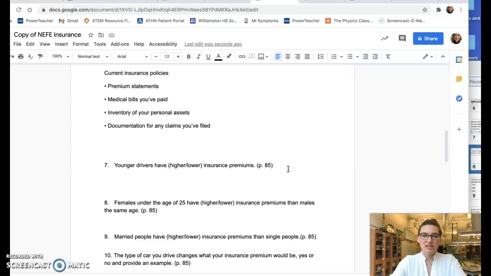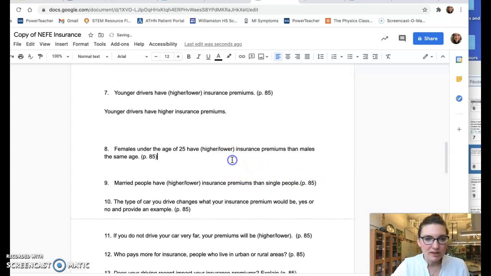So I'm going to go ahead and just say younger drivers have higher insurance premiums. Because you guys are more likely to get into car accidents. You're more likely to drive a little bit recklessly. I'm not saying you guys as individuals. I'm just saying young people as a whole who have less experience driving. Insurance companies feel that way about you.